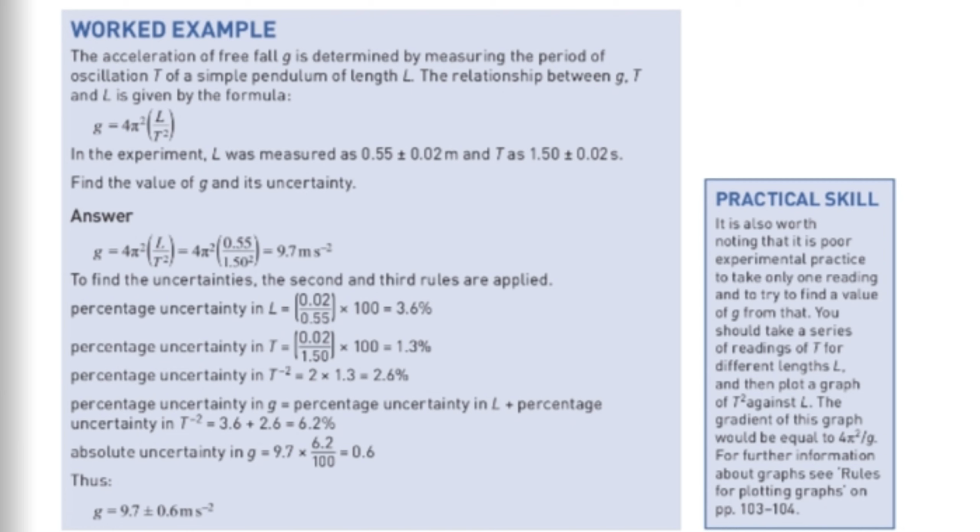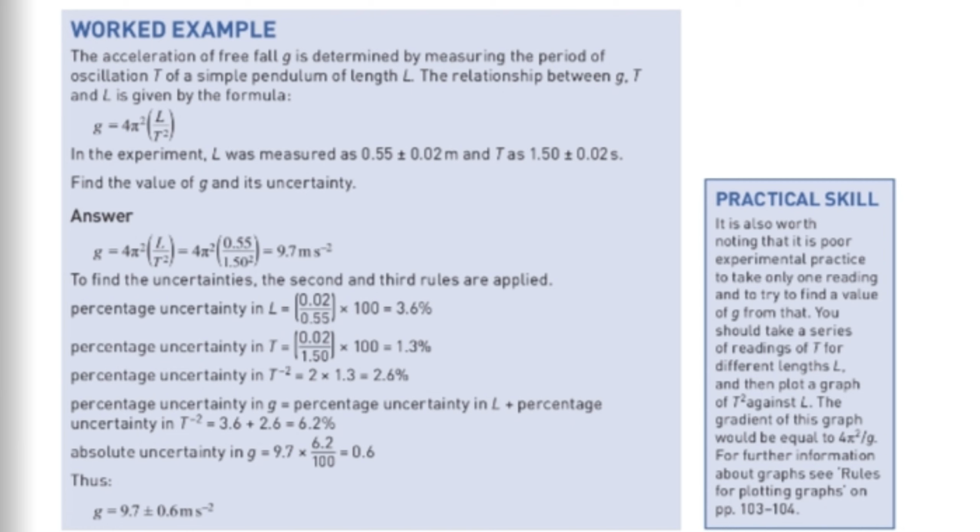Answer. g equals 4π² L divided by T², which equals 4π² times 0.55 divided by 1.50 squared, equals 9.7 meters per second squared. To find the uncertainties, the second and the third rules are applied. Percentage uncertainties of L, T, and T² are 3.6%, 1.3%, and 2.6%. Percentage uncertainty in g equals percentage uncertainty in L plus percentage uncertainty in T².